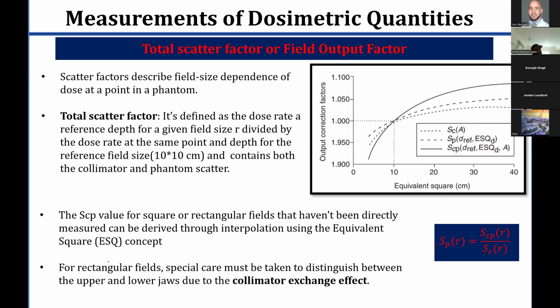Now, before we move forward, for rectangular fields, special care essentially must be taken to distinguish between the upper jaw and the lower jaw because of the collimator exchange effect. And what do I mean by that? The distance from the source to the upper and the lower jaw is essentially different, which means that they have slightly different field sizes. And this introduces inaccuracies in the calculation of the total scatter factor. And so we have to take special care not to introduce these inaccuracies. There's a school of thought that says that this can be neglected because it's typically less than 2%, but still it contributes to the overall inaccuracies in our calculations, and I feel that it warrants our attention here.